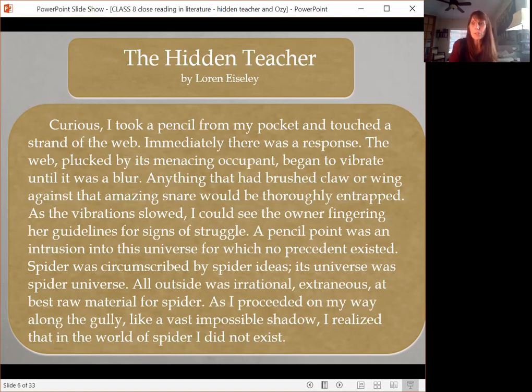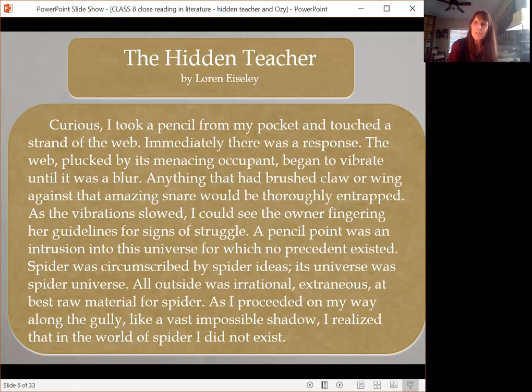Its universe was only spider universe, and all outside of that universe is irrational. It's extraneous. It's at best raw material for spider. Raw material being something that you need to investigate and explore and maybe turn into a precedent for something else. But at that point, it's nothing that you can attach to something that you already know, so you can't make sense of it. And then we move into the last part of this little story.